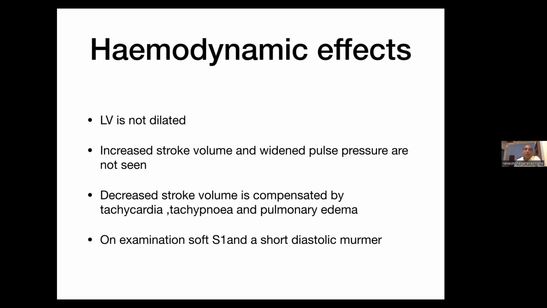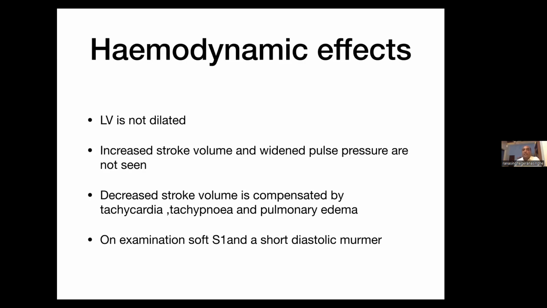The increased stroke volume and widened pulse pressure are not seen as compared to chronic AR, because the patient doesn't have a good volume in the left ventricle, like in chronic AR. So the forward flow is less, and the high pulse pressure you detect in chronic AR is not seen in acute AR. The decreased stroke volume is compensated by tachycardia, and the patient is tachypneic and can go into pulmonary edema. The reason is the LV end diastolic pressure rises. When you get acute AR, there's a backward flow and the LVEDP rises, then the LA pressure rises and the pulmonary venous pressure rises. Therefore, the patient develops pulmonary edema.